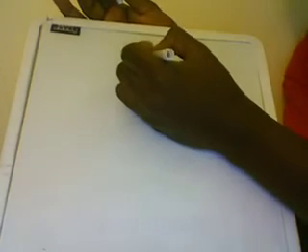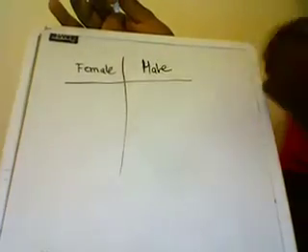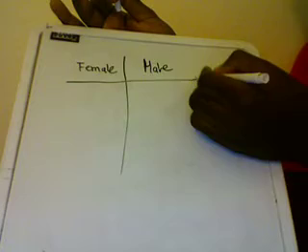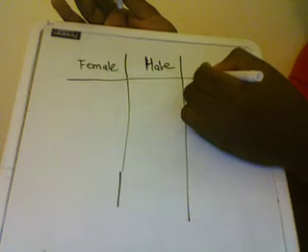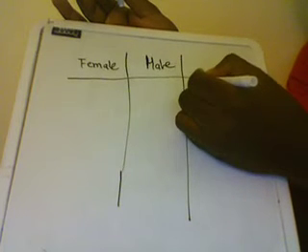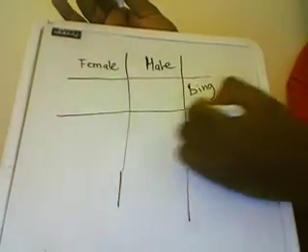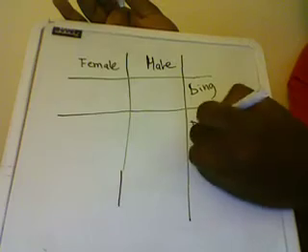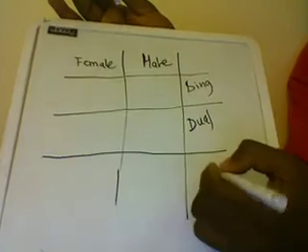Now, to help us remember, we'll use the following table. So let's say male here, we'll have the female here. This is feminine, masculine, and along the sides we will have singular, dual, and we can add plural here.